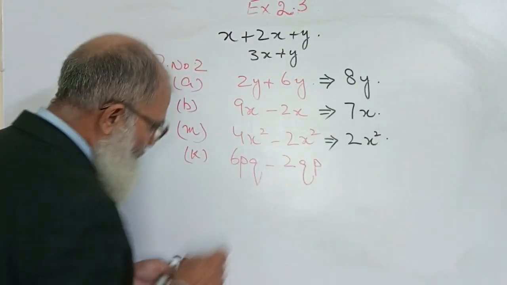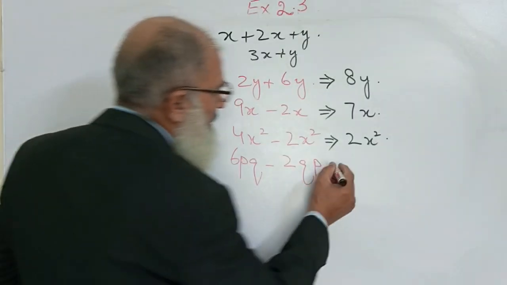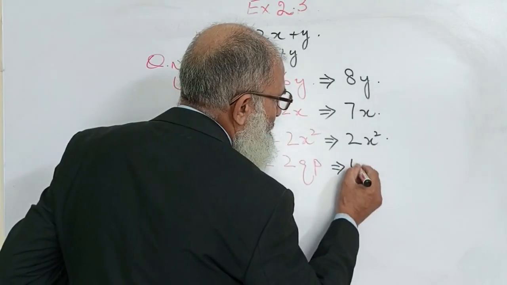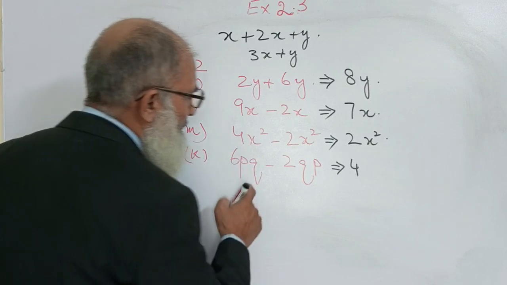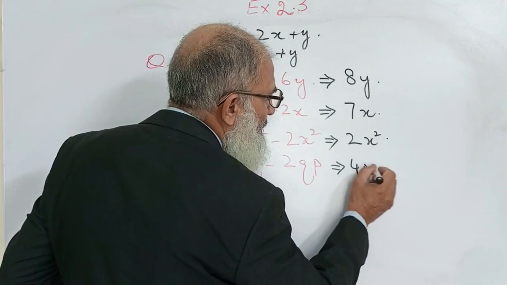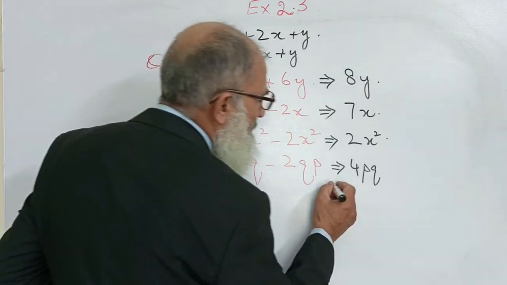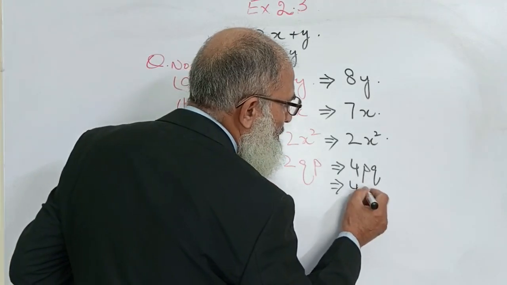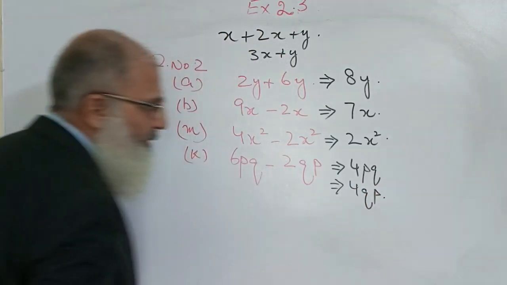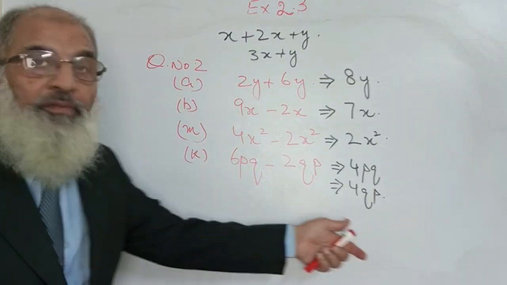So 6 minus 2 is 4. You can write it PQ or QP. You can even write it 4QP. Both answers will be valid.